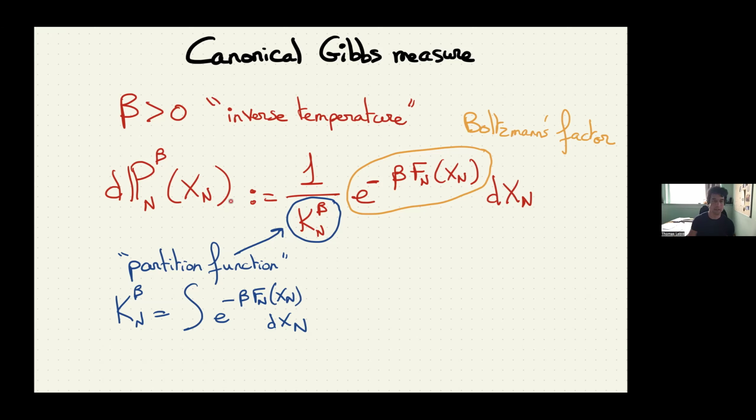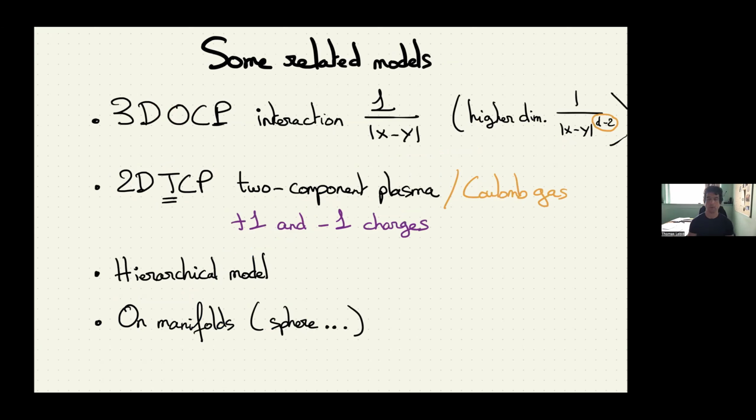And in a sense, that's the 2D OCP: this measure on n-tuples of charges within a box. It depends on beta, and it depends on n. This is the finite volume 2D OCP, to be precise. Before I go on, some related models.